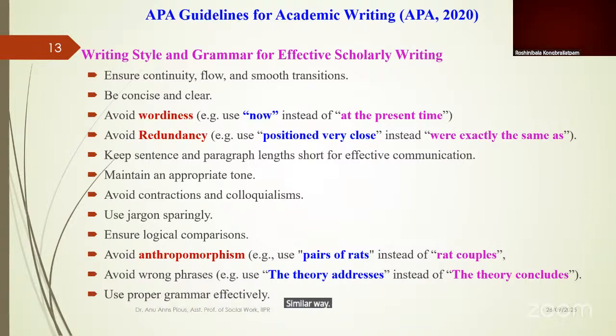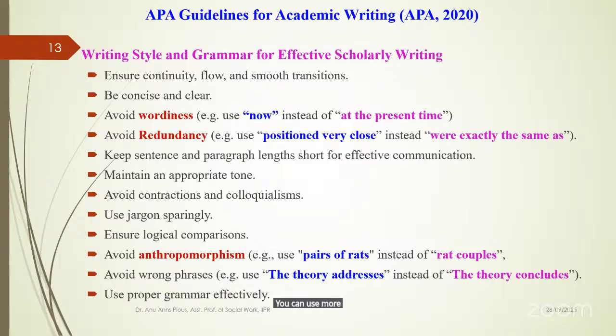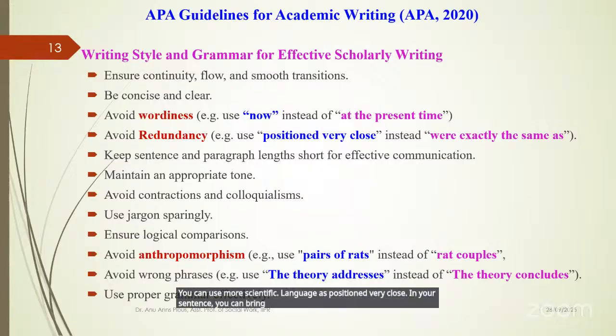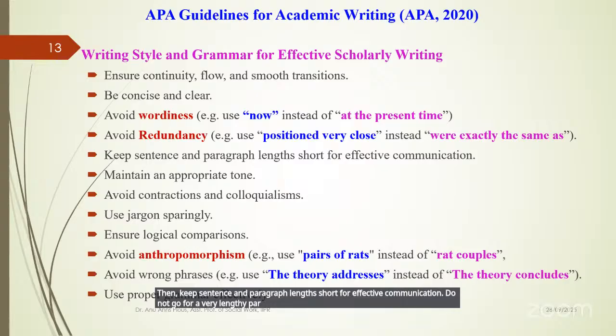In a similar way, you have to avoid word redundancy, that means very complicated or confusing words. For example, if you want to write where exactly the same as, instead of that, you can use more scientific language such as positioned very close. In your sentences, you can bring in this kind of terminology to showcase that you are using scientific language in your writing. Then keep sentence and paragraph lengths short for effective communication. Do not go for a very lengthy paragraph or very lengthy paper. Keep it as short as possible.